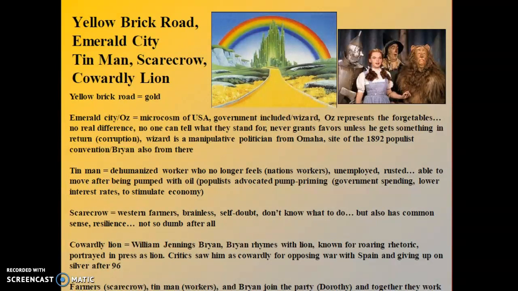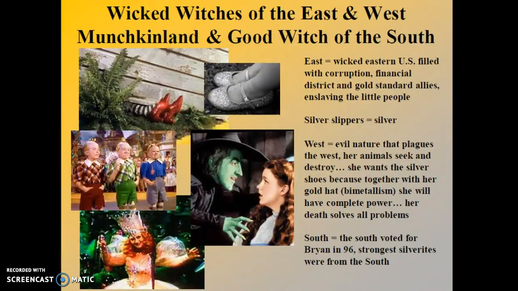The Tin Man, I think this is the easiest thing and what really stands out for me. The Tin Man is the urban worker. The Scarecrow is the Western farmers. And the Cowardly Lion represents Bryan himself. So just a quick, easy way to remember the populist movement, who are the leaders and who supports it. The everyday man, the Tin Man being the workers, Scarecrow being the farmers, and who leads them? The Cowardly Lion, William Jennings Bryan. Known for his soaring rhetoric, so he's shown as a lion to the press.